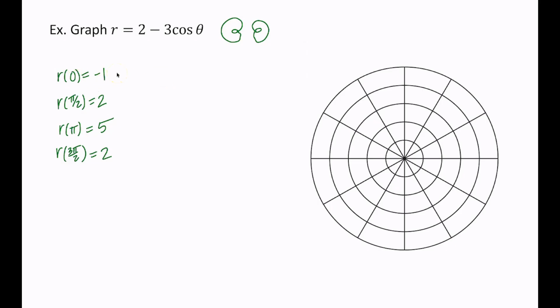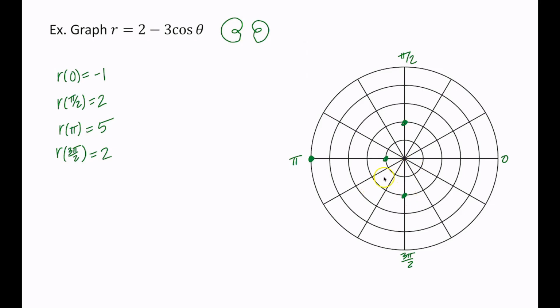So at an angle of 0, I'm going to go away from the angle 0 because it's a negative directed distance. So instead of going 1 unit towards 0, I'm going to go 1 unit away. At pi over 2, the directed distance is +2. So I'm going to go 2 units towards pi over 2, up. At pi, I'm going to go 5 units towards pi since this is positive. So 1, 2, 3, 4, 5. It's going to take me right over here to the very edge. And then at 3 pi over 2, I'm going to go 2 units towards 3 pi over 2. So towards would be going down.